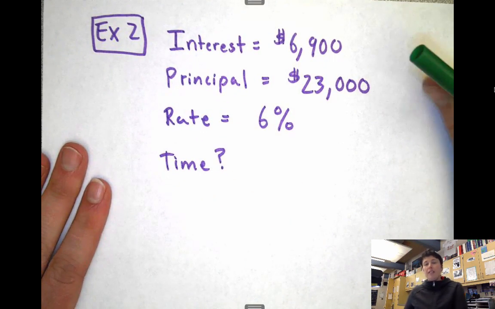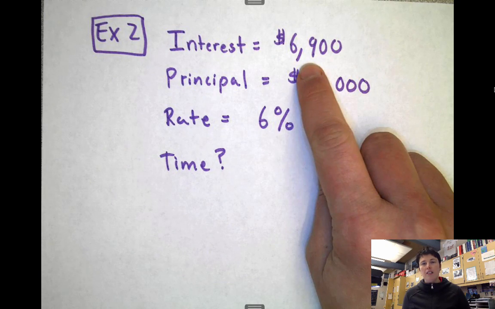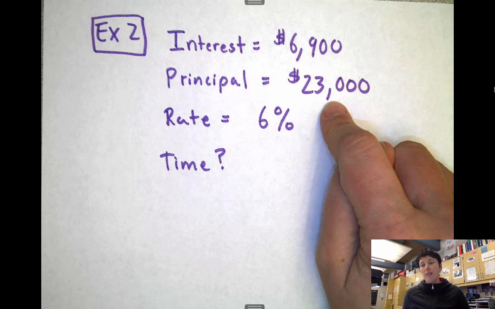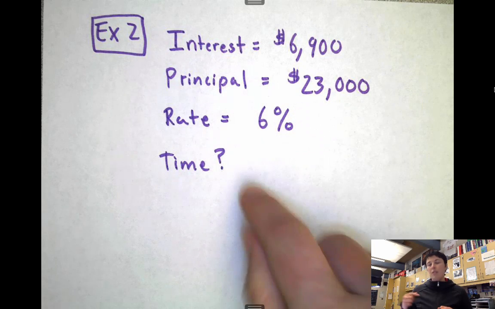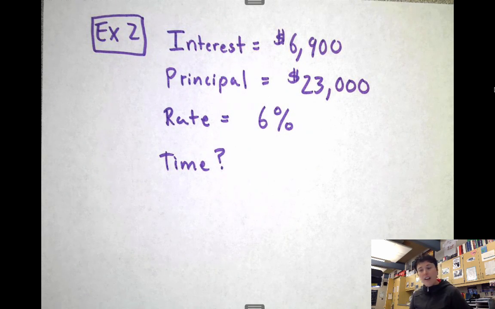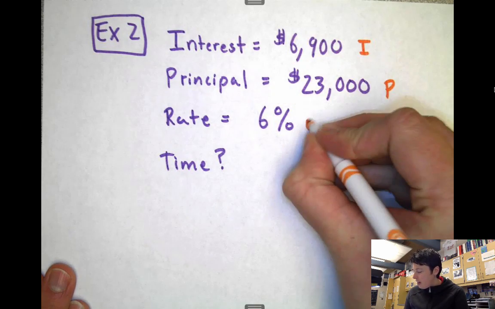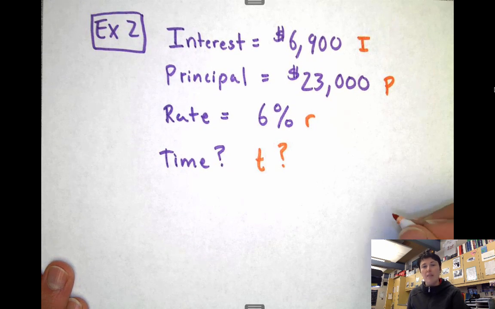Here are the facts. You paid a bunch of interest to the bank, $6,900. Your principal loan, you borrowed $23,000, and you had a 6% rate. The question is how much time did it take you to pay it back off? What's your time? So here's your I, here's your P, here's your R. The question is what's the T? That's the missing variable this time.